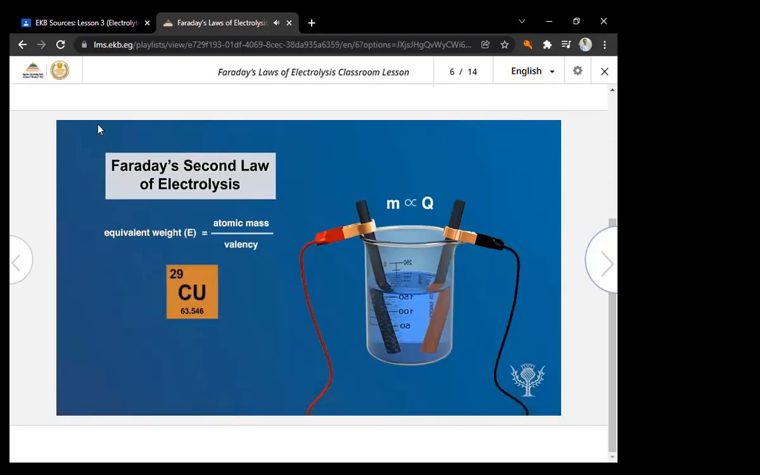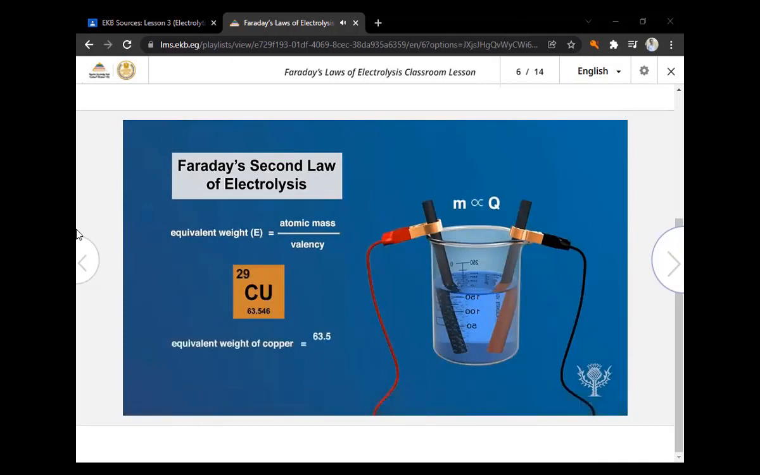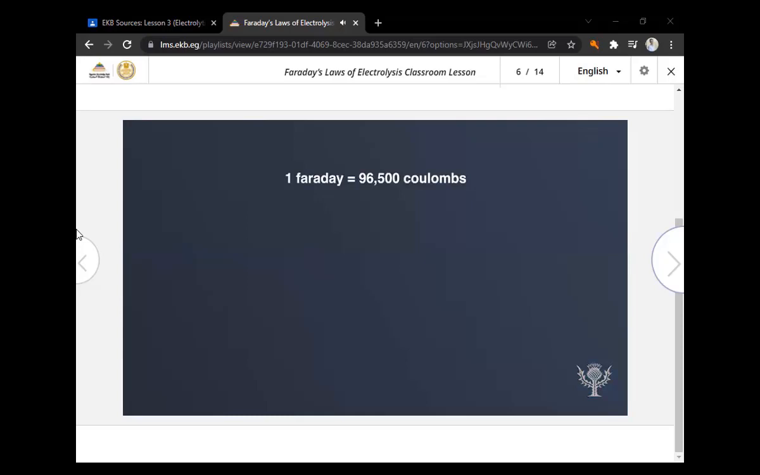Let's find the equivalent weight of copper. We need to use the atomic mass, which is 63.5, and its valency, which is 2. Working through, we find its equivalent weight is 31.75. Faraday also determined that the equivalent weight of an element is deposited by 96,500 coulombs of electricity. He combined all his findings into this equation. Mass deposited in grams equals the equivalent weight times current times time divided by 96,500.